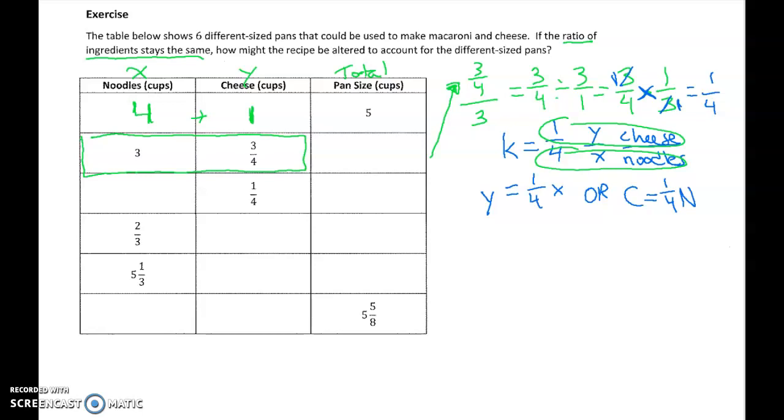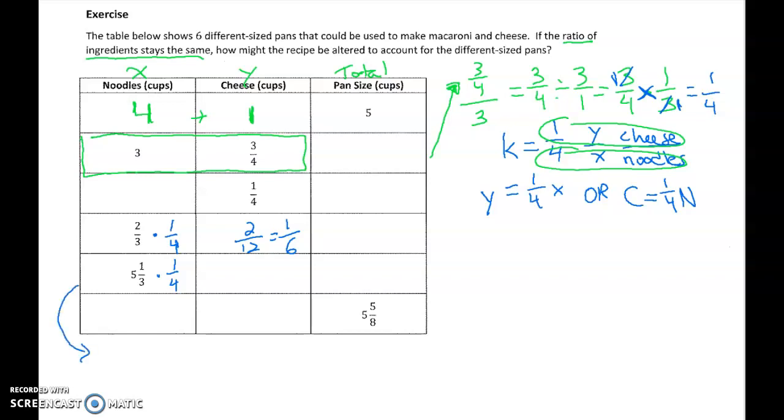Now we're going to do the same thing we always do, okay? Remember, I'm going to take whatever is in this column here, and I multiply it by our constant. Well, this one right here, 2/3 times 1/4, well, 2 times 1 is 2, 3 times 4 is 12. So that's 2/12, or if I reduce it, 2 goes into itself 1 time, 2 goes into 12 6 times. Okay, we know how to find our constant. We know how to multiply and divide. We're just doing it with fractions.